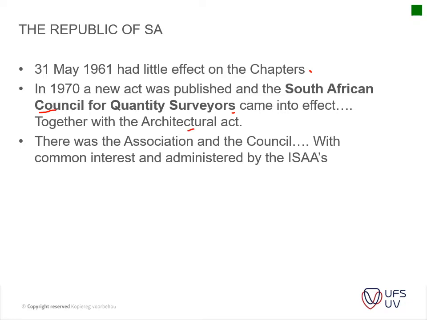This is basically where a fully fledged council for the architects and for the QSs started. There was the association and the council with the common interest and administration by the Association for Architects. So you can see the two councils existed, but the architects and the QSs were still served by a single association.